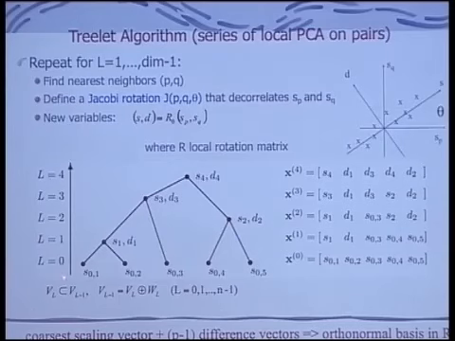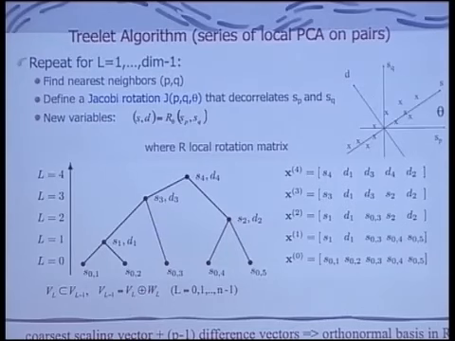We start at the bottom of the tree. We find the two variables that have the highest correlation, and then we perform a 2D PCA. So it's a rotation in a two-dimensional plane here. And we coarse-grain the variables with the first principal component, and then we describe the residuals with the orthogonal complement, which we save for later use.